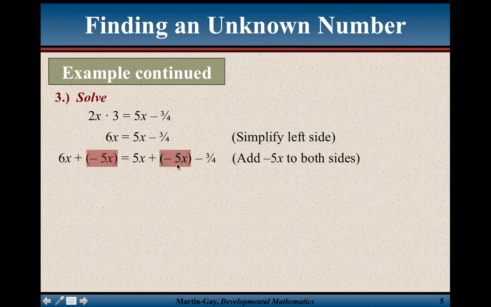So 5x plus negative 5x is equal to 0. So cancel na yon. And 6x plus negative 5x is 1x. So therefore, x is equal to negative 3/4. So this is the value of x, negative 3/4. So yun yung find a number. The number is negative 3/4.